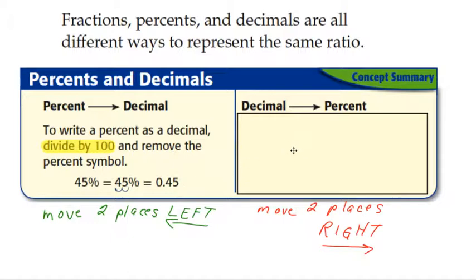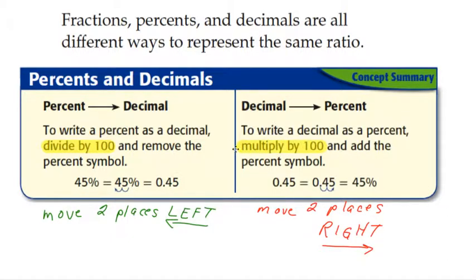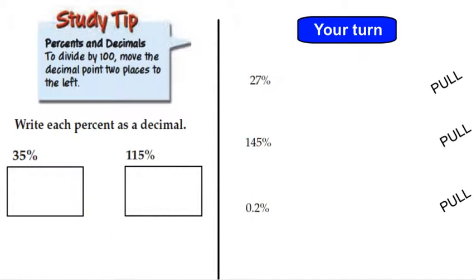When we're going the other way, decimal to percent, we do just the opposite. Instead of dividing, we multiply by 100, and then we add the percent symbol. So if we start out with 0.45, we want to move 2 to the right, or multiply by 100, and that gives us 45%. Pretty straightforward. So here's a couple for you to try. Write each percent as a decimal.